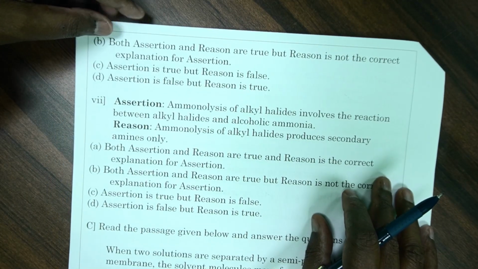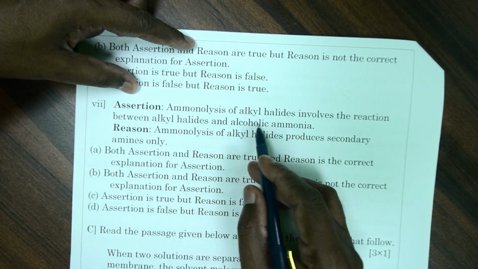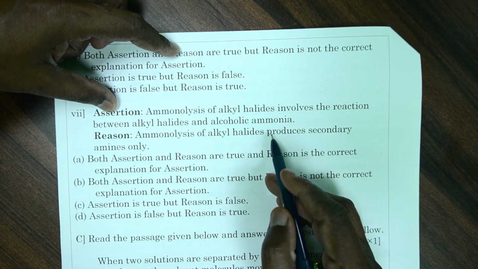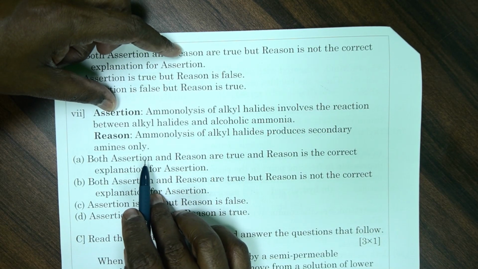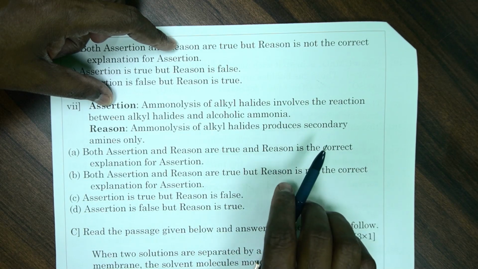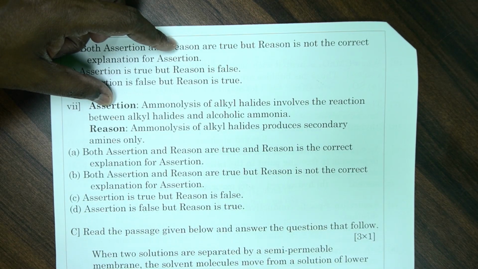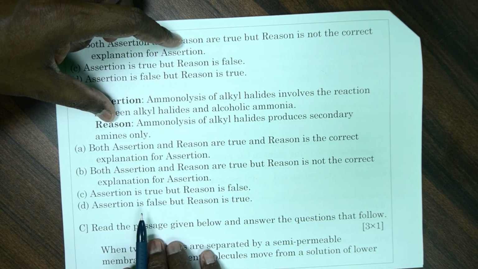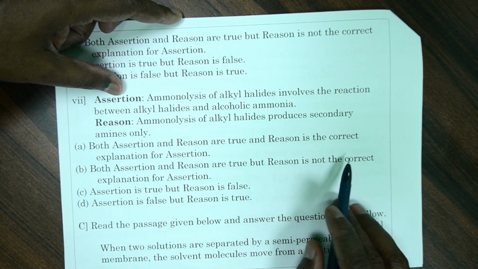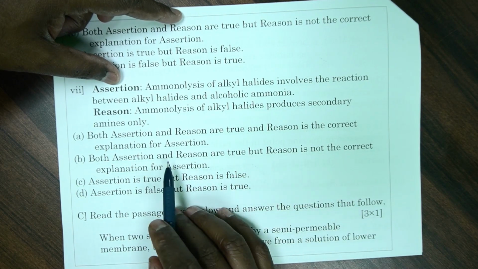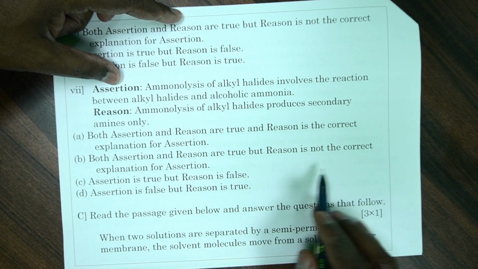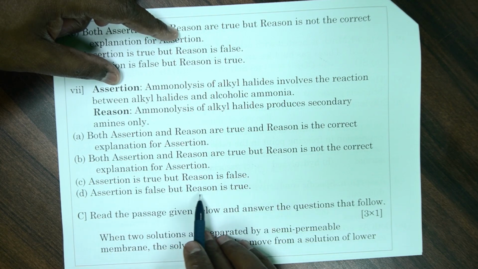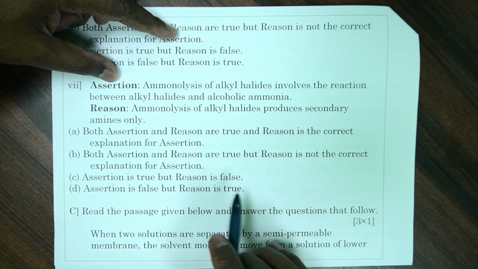The next one, we have an assertion: ammonolysis of alkyl halides involves the reaction between alkyl halides and alcoholic ammonia. Reason: ammonolysis of alkyl halides produces secondary amines only. Now all four options are there. Both assertion and reason are true, and reason is the correct explanation for assertion. Both assertion and reason are true, but reason is not the correct explanation for the assertion. Assertion is true but reason is false. Assertion is false but reason is true. Now let's read the question again.